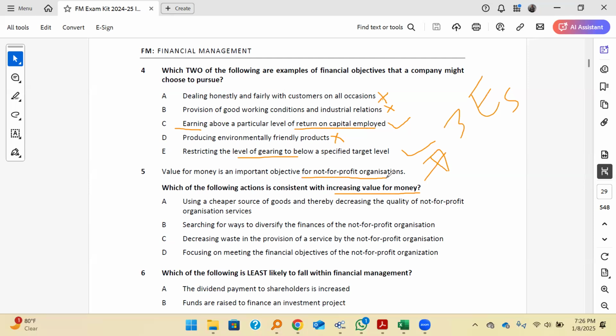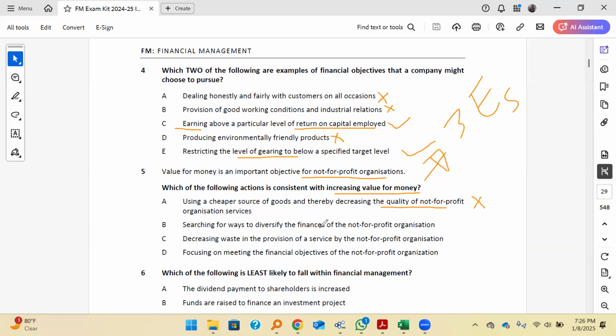And now they're saying which of these actions is consistent with increasing value for money. And now when you look at what is being given to us, using cheaper source of goods and thereby decreasing the quality of the organization's services. Now, when you're looking at value for money, you don't reduce the cost at the cost of the quality. Okay, so this is not something that you would ever want to do. So that is not a correct answer.